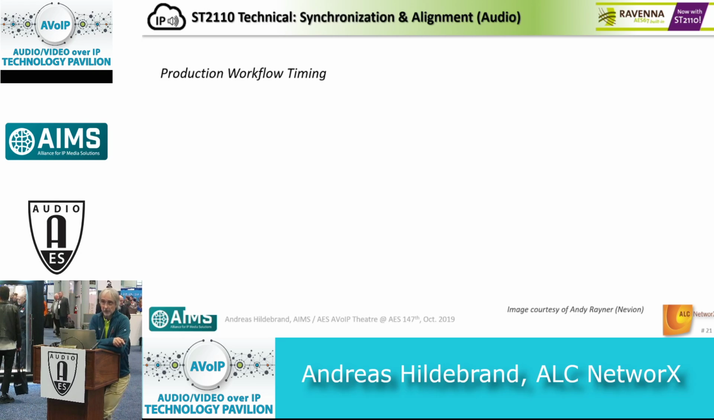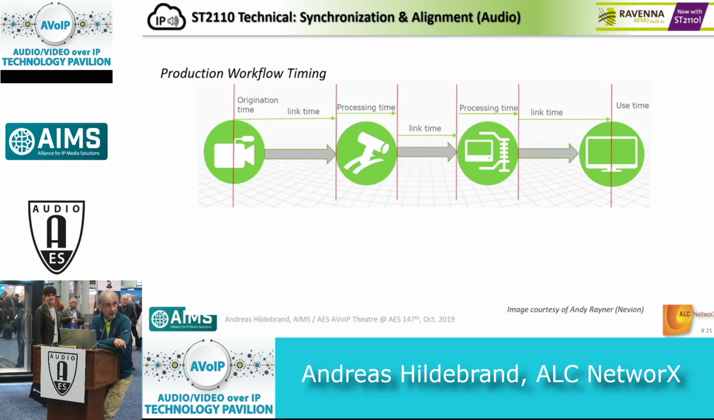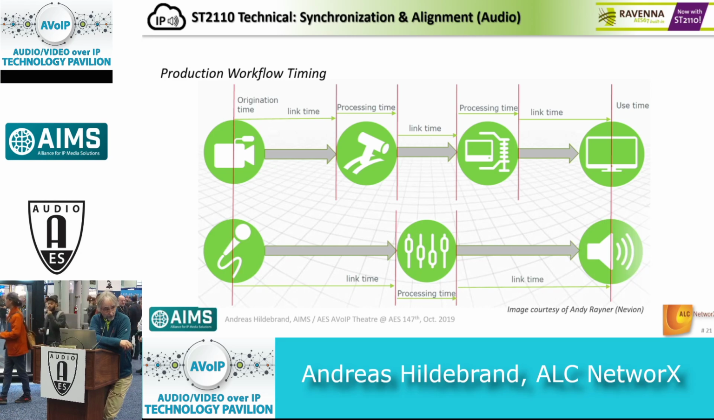Right, so then we come to the practical application of this. Let's look at a typical production workflow in a typical video studio. We have a camera that sources some video frames, processing devices in between, and finally we have a viewer which visualizes the video content. So we have some processing stages and a bit of link delay in between. And we have an audio source, a microphone. We have, let's say, one mixer in between, and then we have the speaker. And we definitely want to align the output of the video frame with the audio sample.